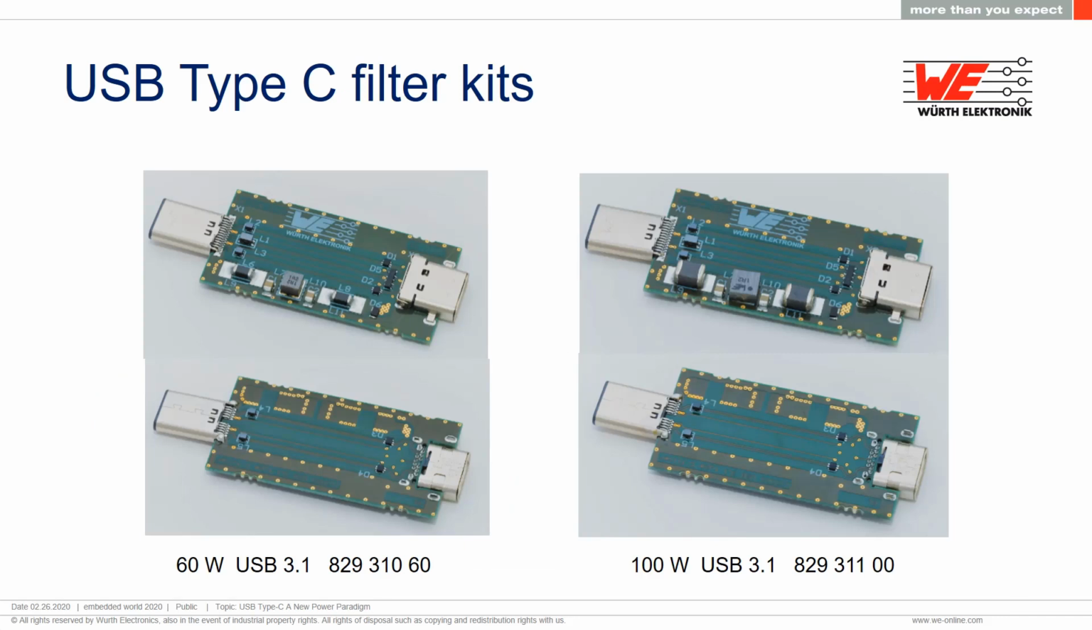Würth Electronics has these two USB Type-C filter kits to allow testing and experimentation with filtering. They come completely populated, ready to use with both power line and data line filtering and ESD protection. With a plug at one end and a receptacle at the other end, they are merely inserted in line with the cable. The board is open, so parts can be exchanged to fine-tune the response.